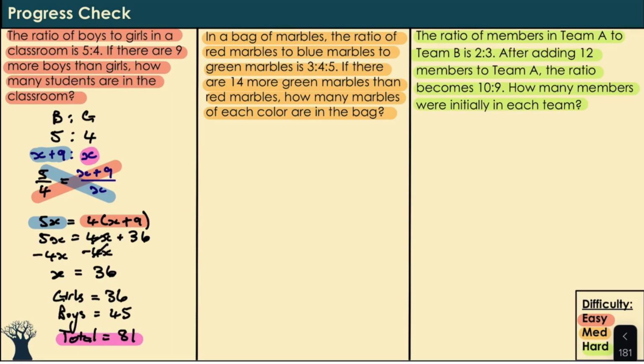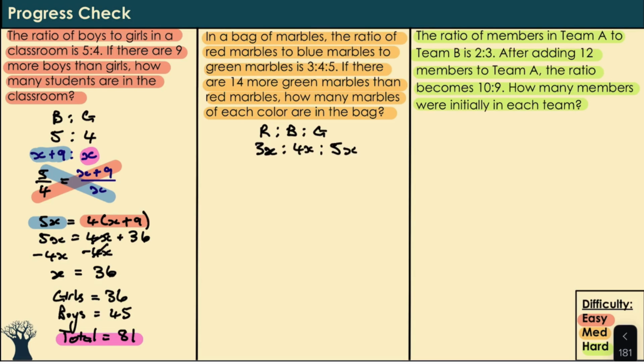Second question. In a bag of marbles, the ratio of red marbles to blue marbles to green marbles is 3 to 4 to 5. If there are 14 more green marbles than red marbles, how many marbles of each color are in the bag? In this question, I will model the multiply by x method. So we have our ratio, red to blue to green. In the multiply by x method, I multiply all quantities in the ratio by x.